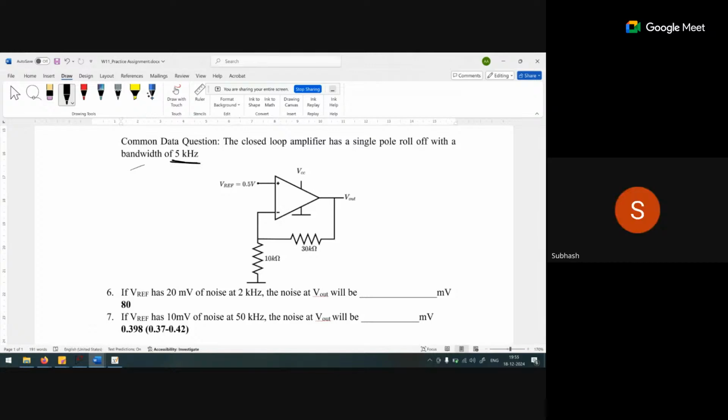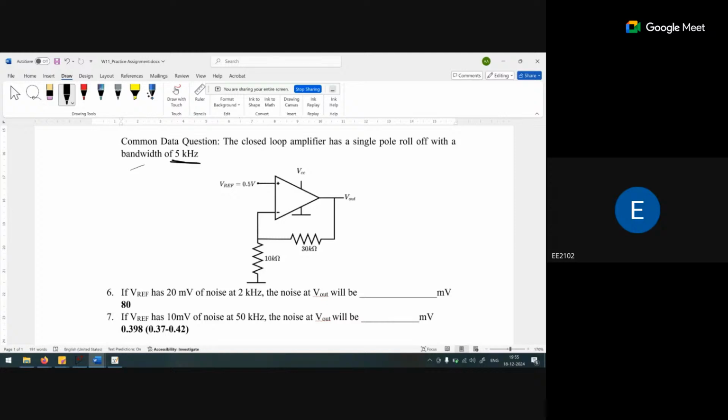Sir, actually, in our assignment, it is given as 10 kilohertz instead of 5. That is all up to. I'm not in a practice assignment. Yeah, but the key is given the same as it is given here. Okay, that is all. There is nothing particular.